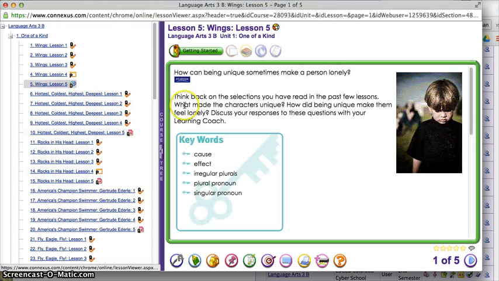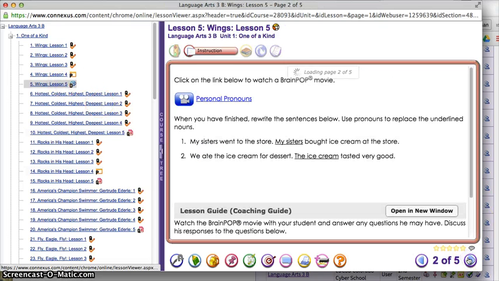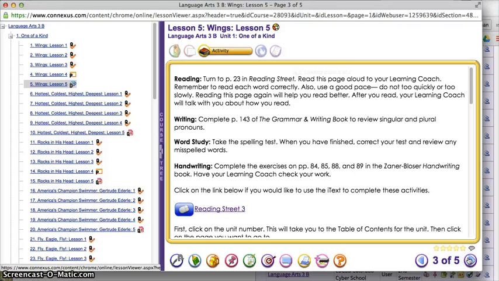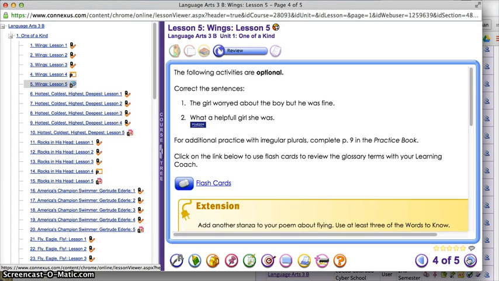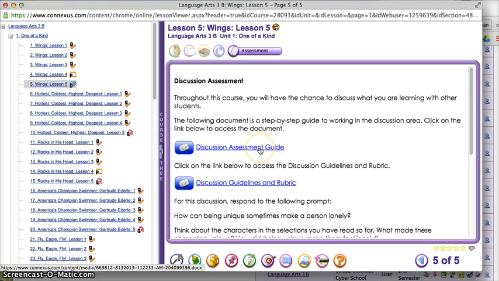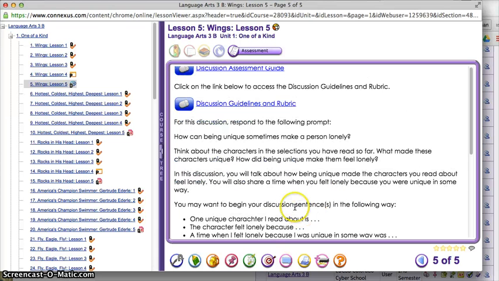We also have discussions, so the students will go in and do a discussion, and they'll get to read what the other students wrote about that discussion item, and they write back and forth to each other about the question. In this one, the question is, how can being unique sometimes make a person lonely? There are a couple other questions that go with that discussion. So there are a lot of different ways for kids to show that they know what they have learned. So that is language arts.